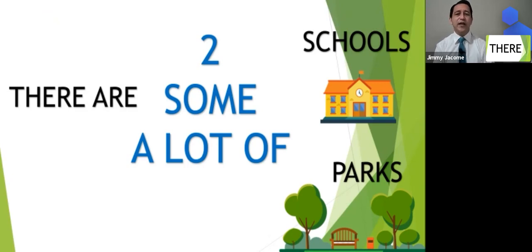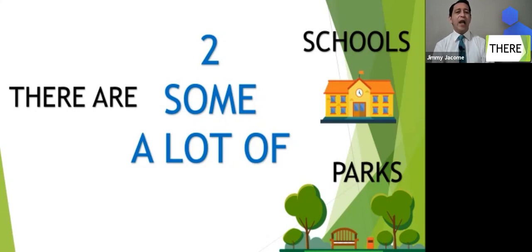Number 2, you could use there are some to talk about medium quantities, not much and not little or few. For example, there are some schools could mean there are 4 or 5 schools. It's not a large quantity or a little quantity. It's there are some, a medium quantity.